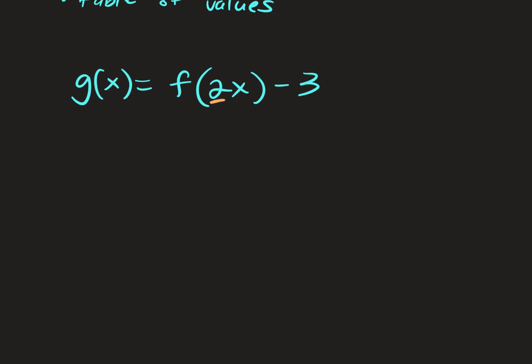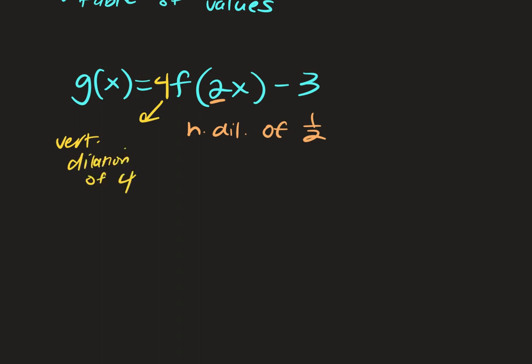This is a horizontal dilation because it's inside the parentheses with it. And it would be the reciprocal of that. So it's a horizontal dilation of a factor of 1/2. If it was 1/2 inside, it's a horizontal dilation of 2. But if the number on the front, let's say that's 4, you keep the scale. So this is a vertical dilation of a factor of 4.